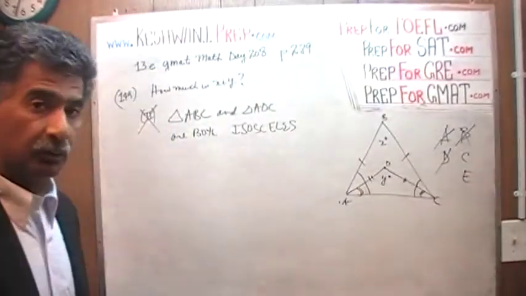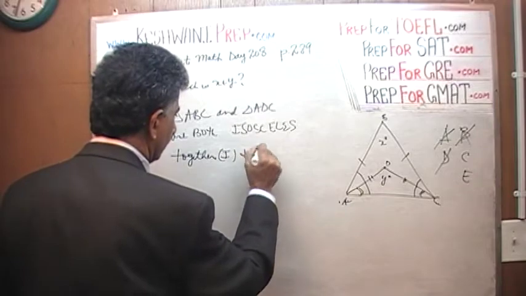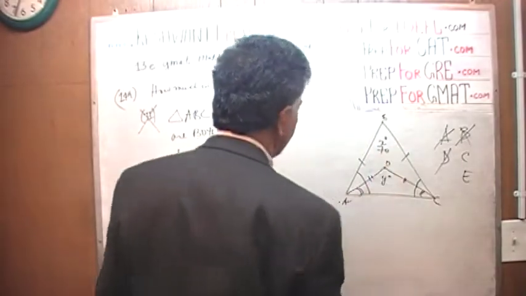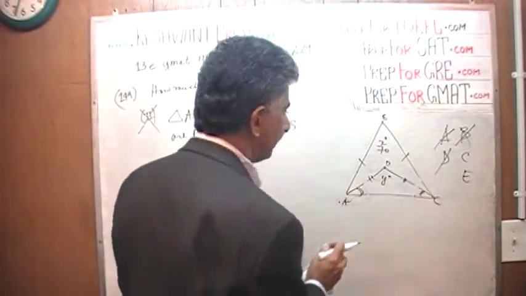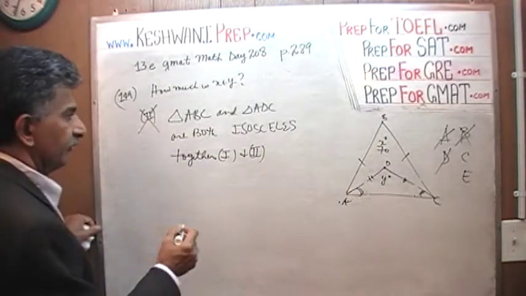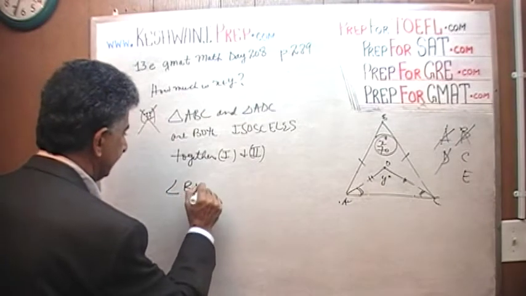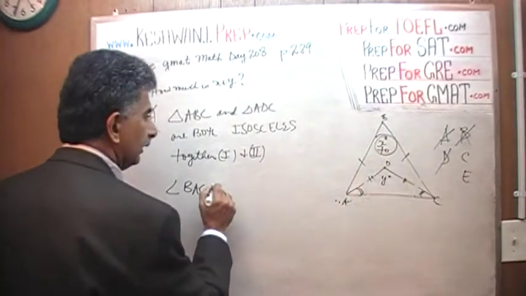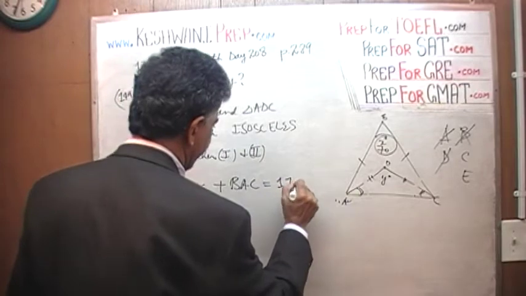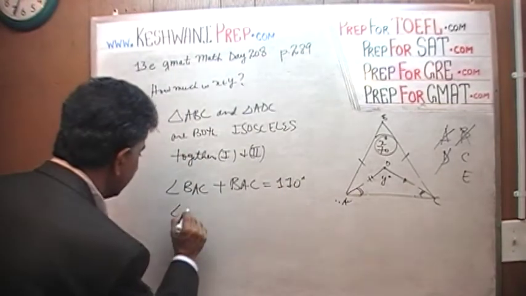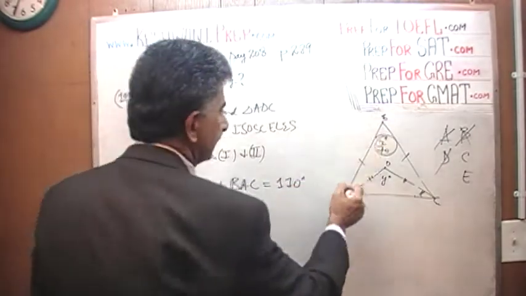If you put the two statements together, perhaps we will get someplace. Together, 1 and 2. The first one tells us that this is 70 degrees. If x is 70 degrees, given the fact that both of these are isosceles triangles, what this tells us is that angle BAC plus BCA, which we know is 110, and they both have to be equal, therefore BAC equals BCA.